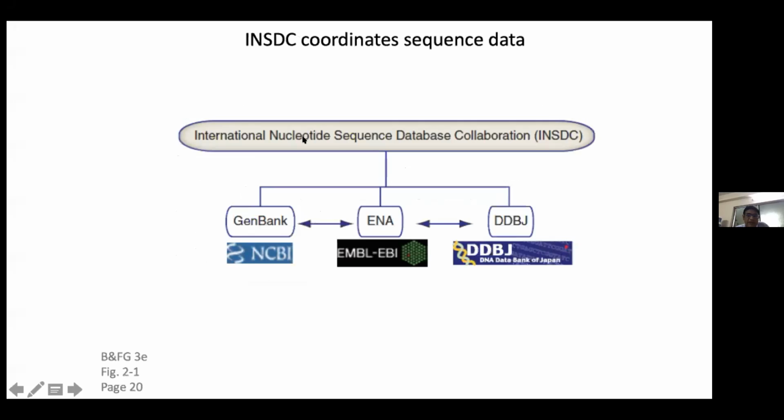The International Nucleotide Sequence Database Collaboration. GenBank is maintained by the NCBI, in Maryland, by the USA. The European Nucleotide Archive is maintained by the European Molecular Biology Laboratory and the European Bioinformatics Institute, in the UK, in Cambridge. The DNA Data Bank of Japan is maintained by the Japanese group. The good thing is that, for example, the most popular is GenBank.